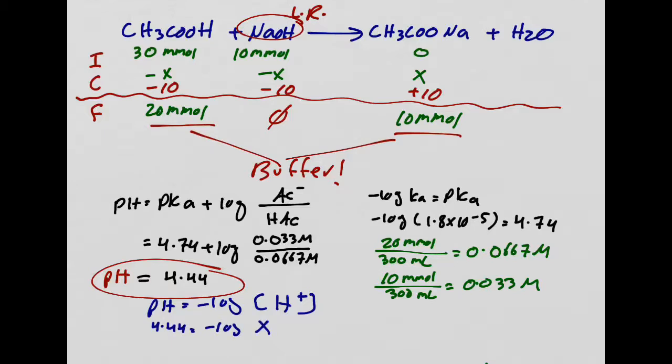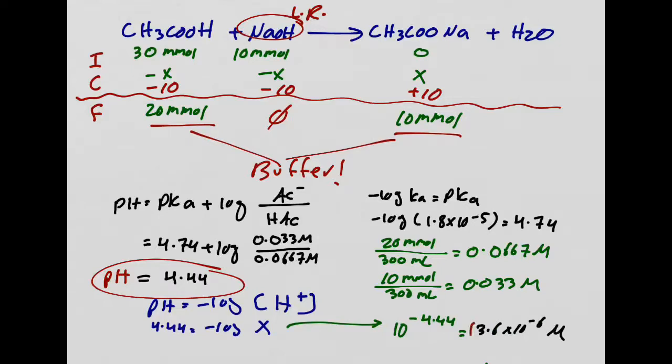You have to take the anti-log of it. How would you do that? Make sure you get the math right. So that would be 10 to the minus 4.44 to take the anti-log of it. Now if I do that, what I end up getting for the answer, I get 3.6 times 10 to the minus 6 molar.